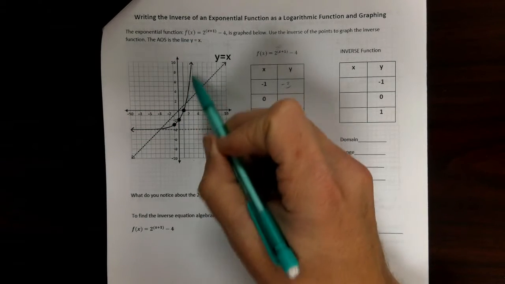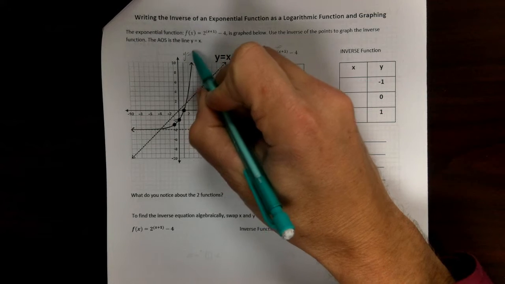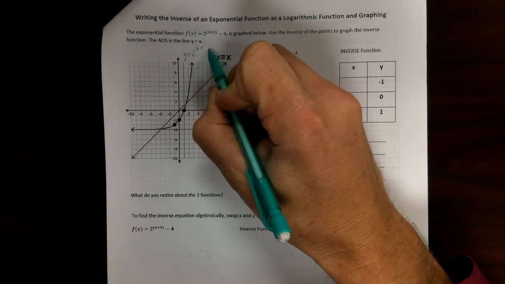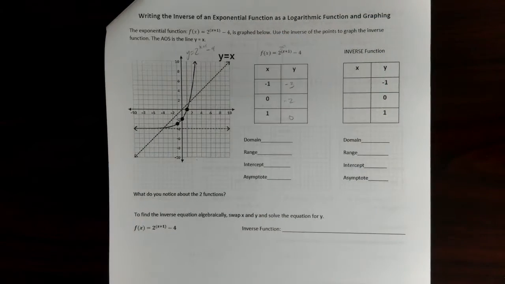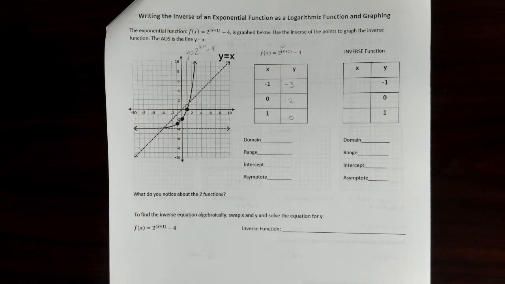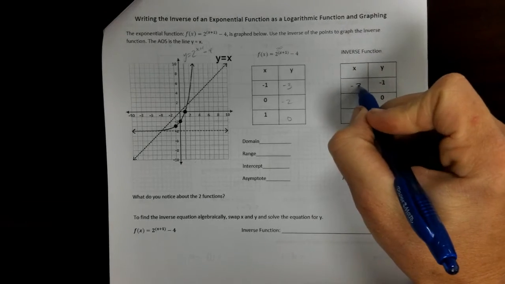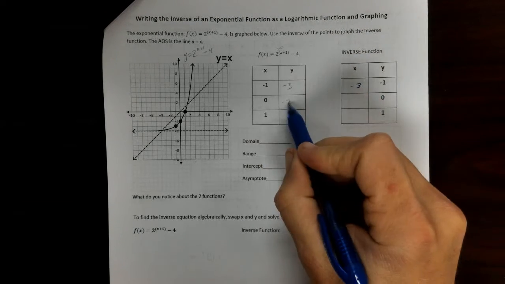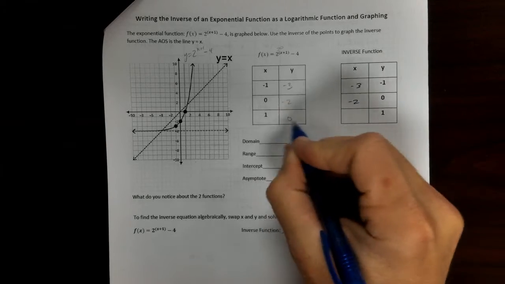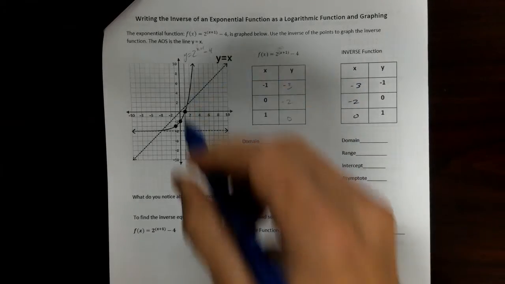So this is my first function right here. This is y equals 2 raised to the x plus 1 minus 4. Now what we're going to do is look at the inverse of that. So we're going to switch our x values and our y values. So this is going to become negative 3, negative 1. This is going to become negative 2, 0. And this is going to become 0, 1. So we're going to graph those points on this graph.